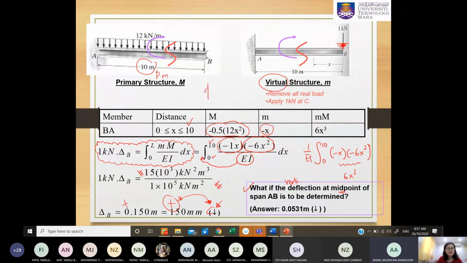That means you are going to create a new virtual structure and put this 1 kilonewton acting at the 5 meter here. Then you need to cut the section here and here, right? But you will know that here the moment will always give you 0, so you don't bother about this cut section, because small m multiplied by big M will be 0 anyway. Just have a try on this.